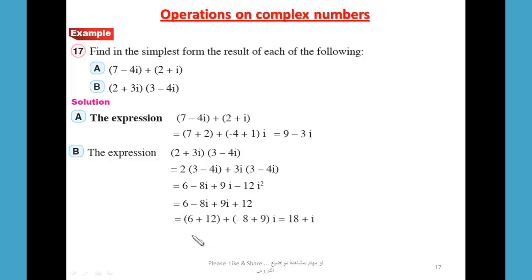Now we collect the real parts and the imaginary parts. So 6 plus 12 equals 18. And negative 8 plus 9, we put it in one bracket, it is the coefficient of i. Negative 8 plus 9 equals 1. So the product equals 18 plus i.